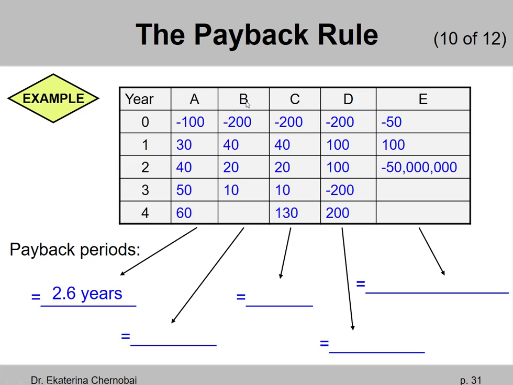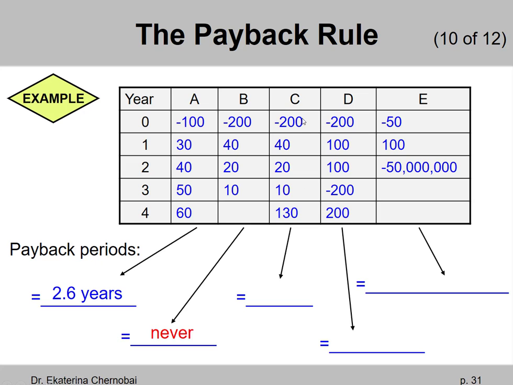Project B requires us to spend $200, and it will generate $40, $20, and $10 in the next 3 years. How soon do we get $200 back? Actually, we never get it back, because after the third year, we are only at 40 plus 20 plus 10, which equals 70. Now let's look at Project C.